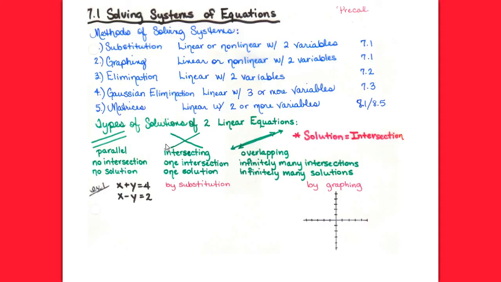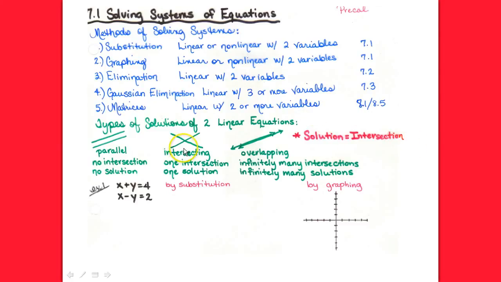Maybe they're not perpendicular, but they're intersecting. Or they're overlapping, and that just means one line laying on top of the other one. Those are the only three ways that we can draw two lines. The key for us is going to be right here: solution equals intersection. Here's the thought behind that.